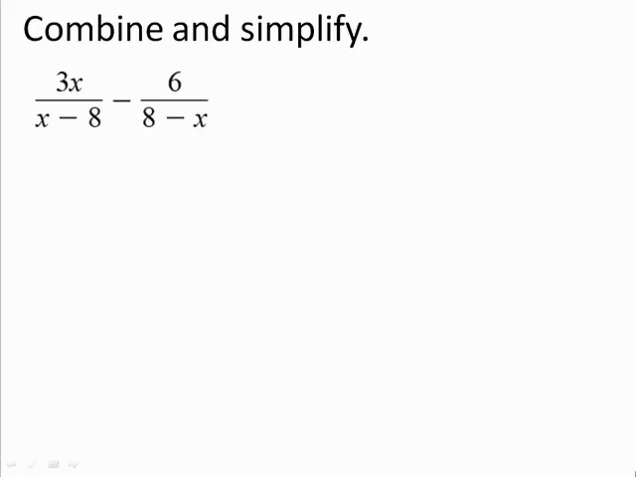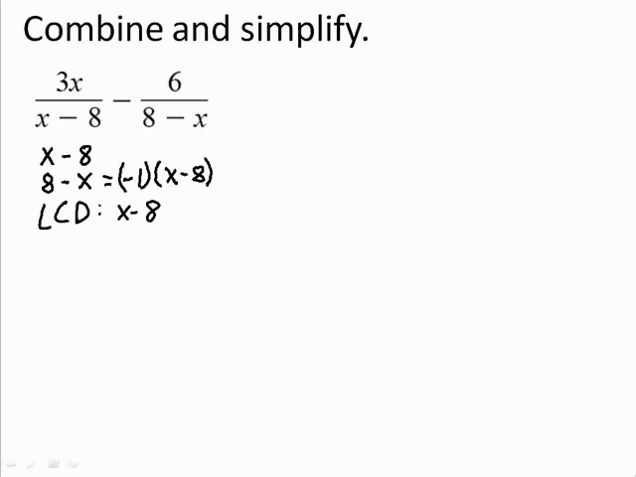Combine and simplify. 3x divided by x minus 8 minus 6 divided by 8 minus x. Find the least common denominator. The least common denominator is the least common multiple of the two denominators. The two denominators are x minus 8 and 8 minus x. A negative 1 can be factored out of 8 minus x. 8 minus x equals negative 1 times the quantity x minus 8. This means negative 1 times 8 minus x equals x minus 8. The least common denominator is x minus 8.